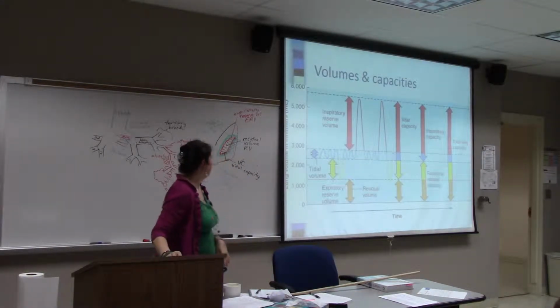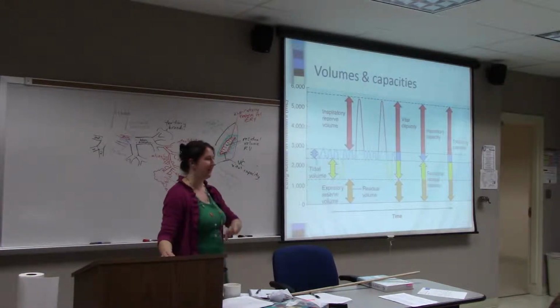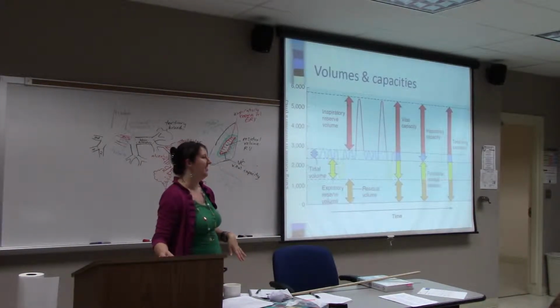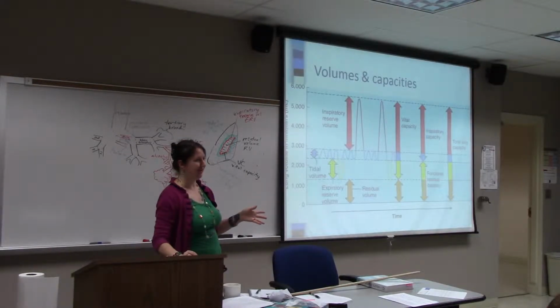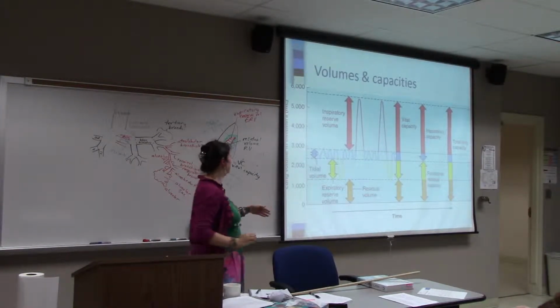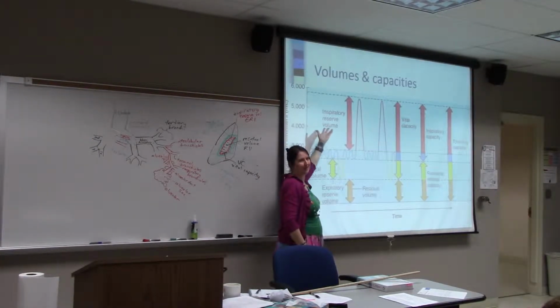You could think of it as tidal volume's your checking account that you pay your bills out of. Reserve volumes are the savings accounts that, if you even make enough that you can have one, you keep there for things like car repairs or something. You occasionally have to dip into it.